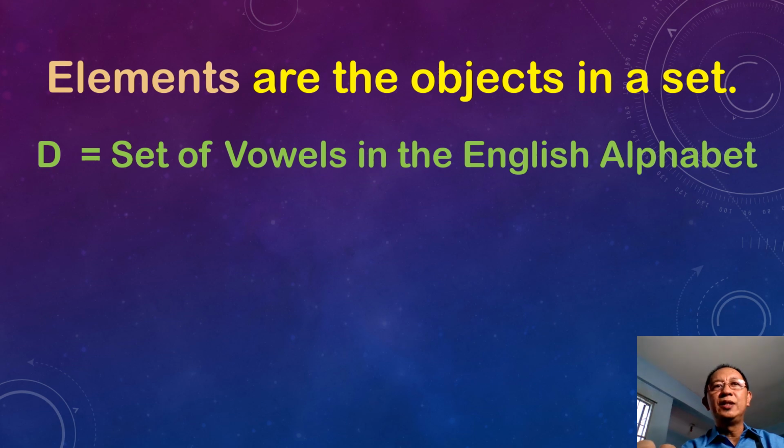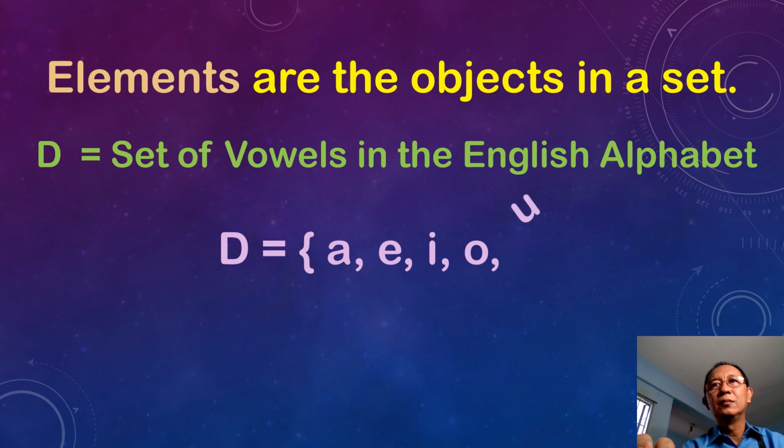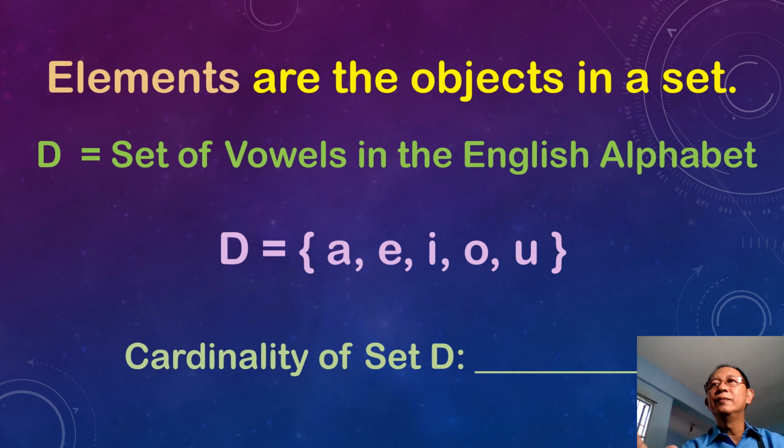Set D is a set of vowels in the English alphabet. So what are the possible elements of set D? What do you think is the cardinality of set D? Yes, you're right. The cardinality of set D is 5. So since we can determine the cardinality of set D, therefore set D is an example of a finite set.